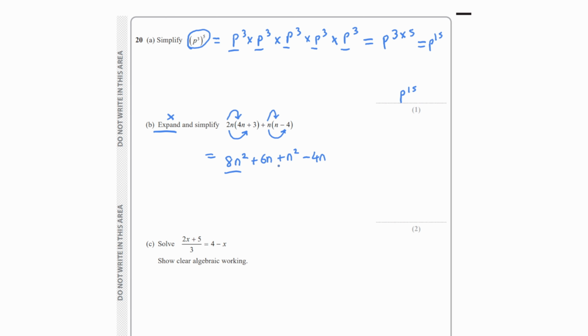Collect together your like terms, so your n squareds with your n squareds to give you 9n squared, and your n's with your n's, so 6n take away 4n gives me 2n. These are not like terms because they don't have the same index. This has an index of 2, whereas this has an index of 1, so we cannot simplify those. So our answer is 9n squared add 2n.